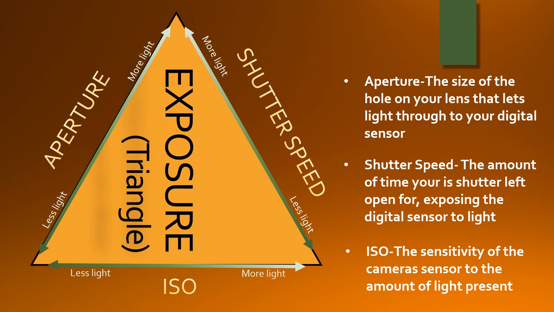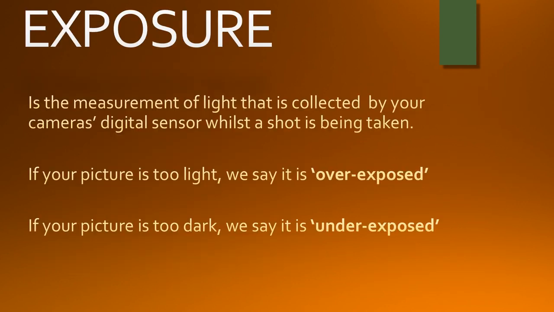When we say the right exposure, we basically mean the right amount of light and dark in your picture, so it's balanced. It's not underexposed, so it's not too dark. It's not overexposed. It's not too light.